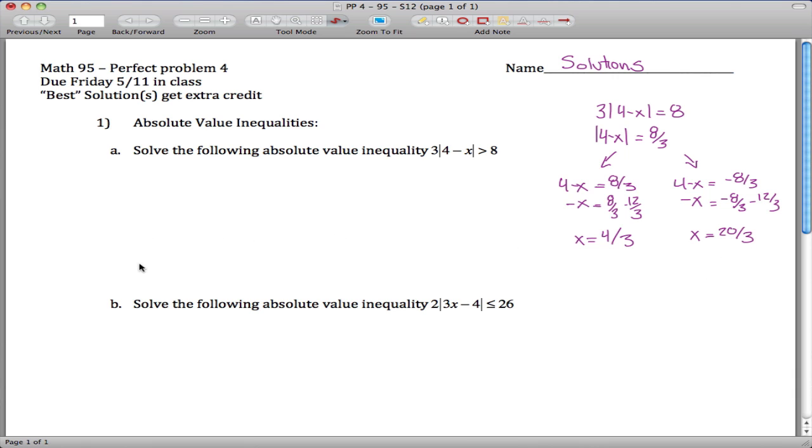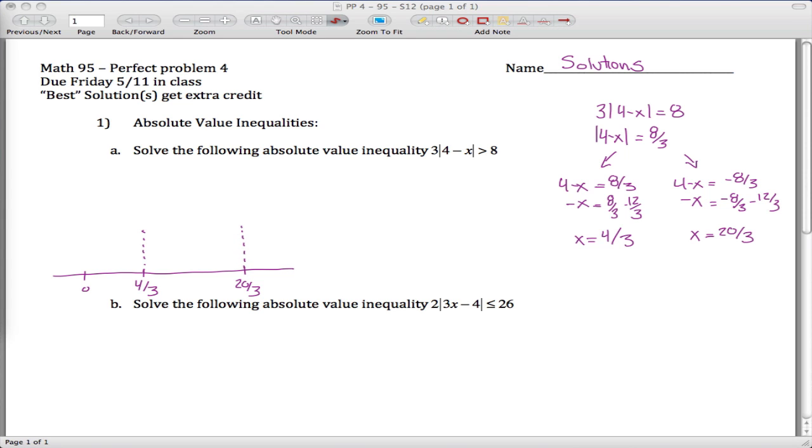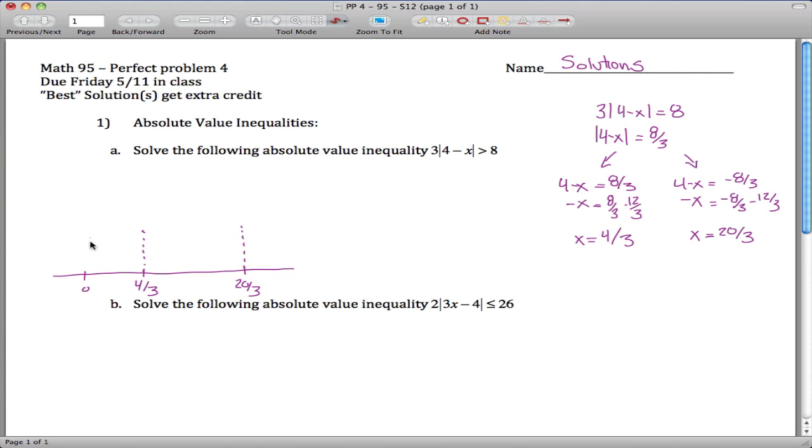So what we've done here is created a number line. We got 0 over here, 4/3 here, and 20/3 way out here. And we've created 3 regions, one out here, one in here, and one out here, that we'll have to test to see if they work and they solve this inequality.